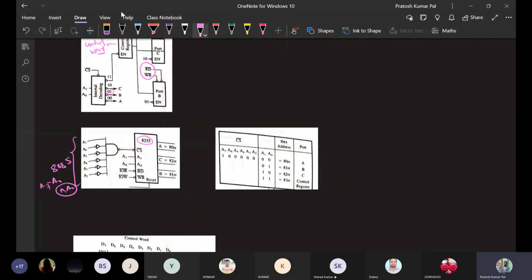So here, for simplicity, any configuration can be done. The configuration in this figure is that all the address lines A2, A3, A4, A5, and A6 have been selected as 000, and A7 is 1. Then this chip select logic will be activated, that means it will be 0.